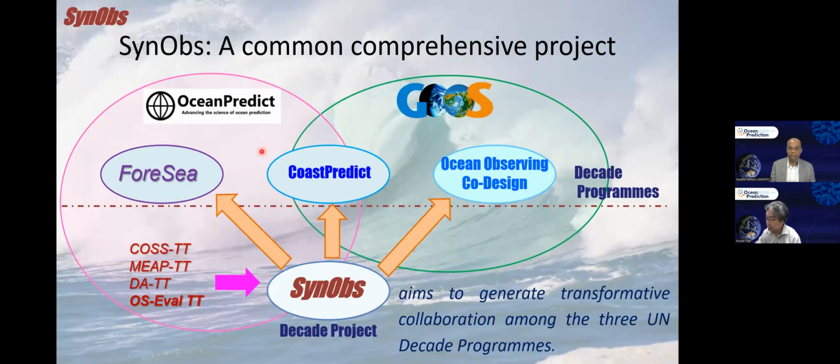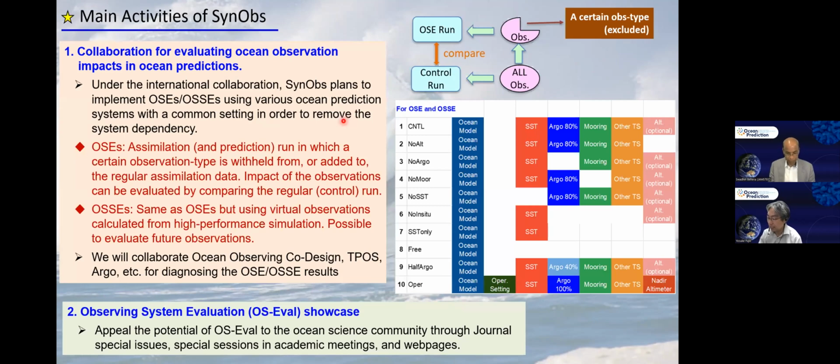And SYNOPS is a common comprehensive project among these 3 UN Decade programs. Thus, SYNOPS aims to generate transformative collaboration among them through enhancing the communication between ocean observation and prediction communities. And this slide explains the main activities of SYNOPS, which are currently ongoing.